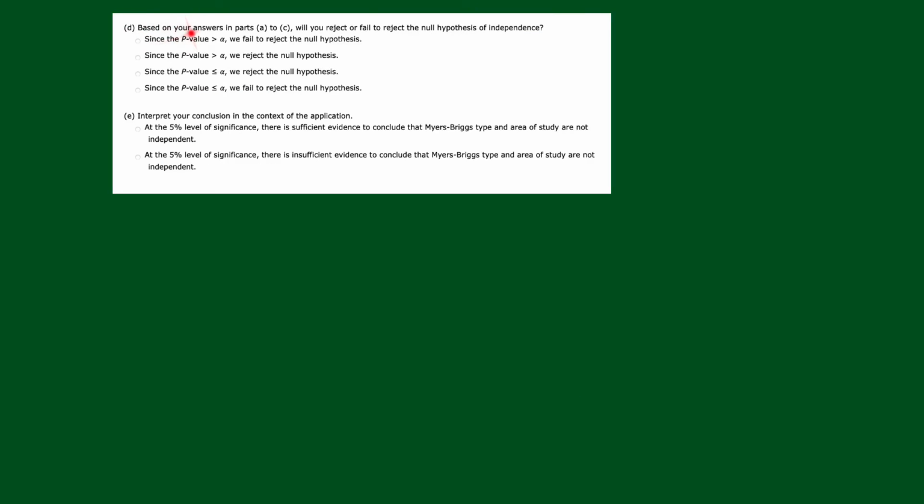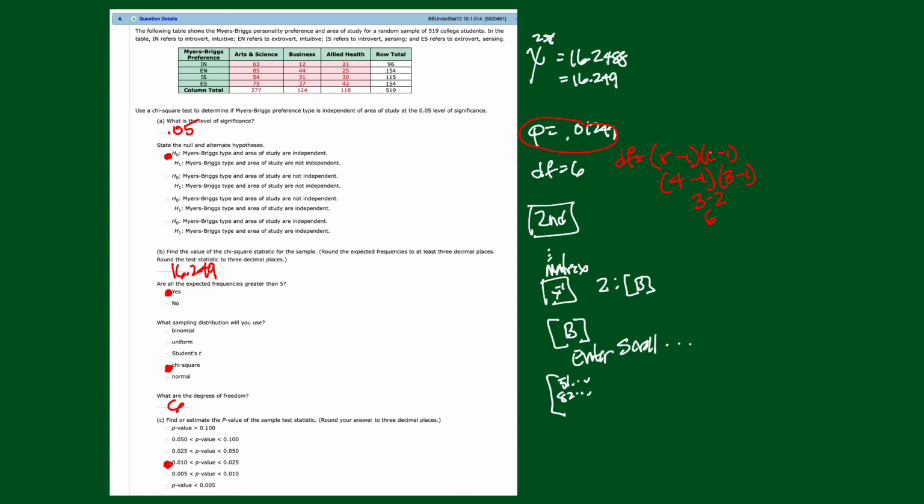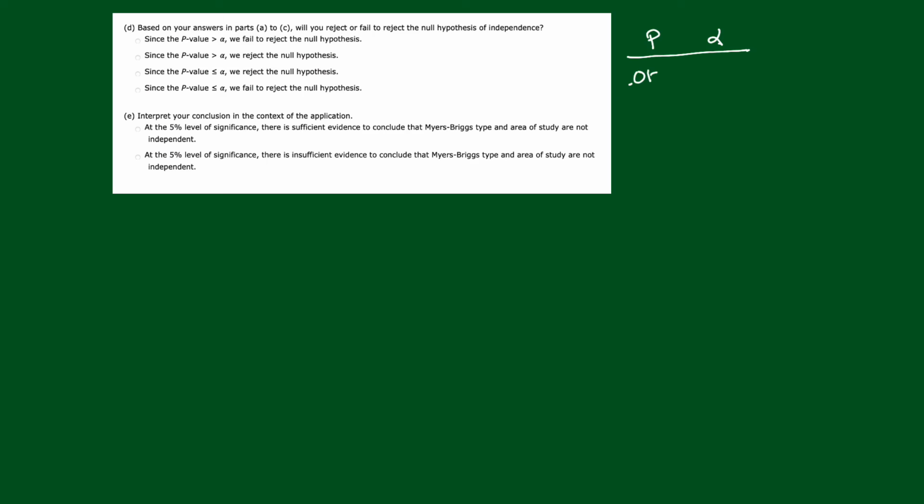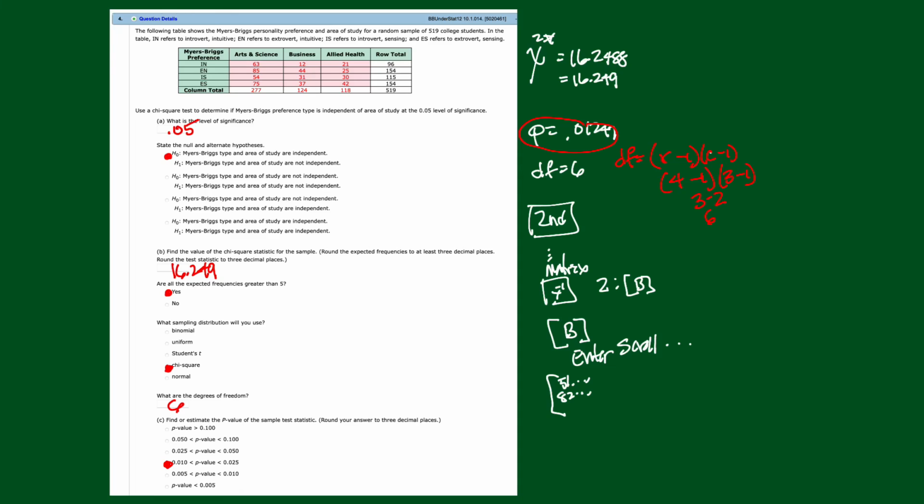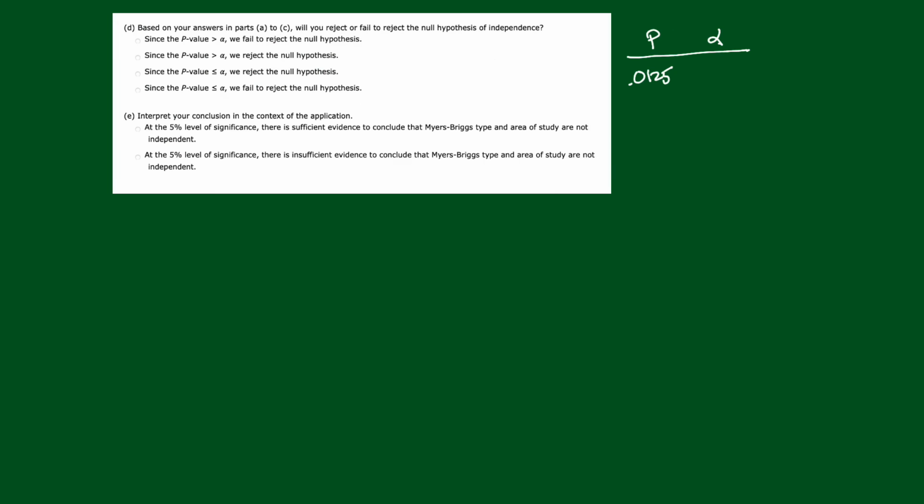Question D says, based on our answers, are we going to reject or fail to reject? All right, this is where we use our alpha. Now, I always do it like this. I've got a P and an alpha, and I'm going to compare. P, I just have to go back a page. 0.0124 or 125, not that it's going to matter. 0.0125 if I round off. Alpha. Oh, I forgot what they wanted for alpha. I have to go back and get it. Oh, 0.05. They want this at 0.05. So let's go back up and claim that this is 0.05.